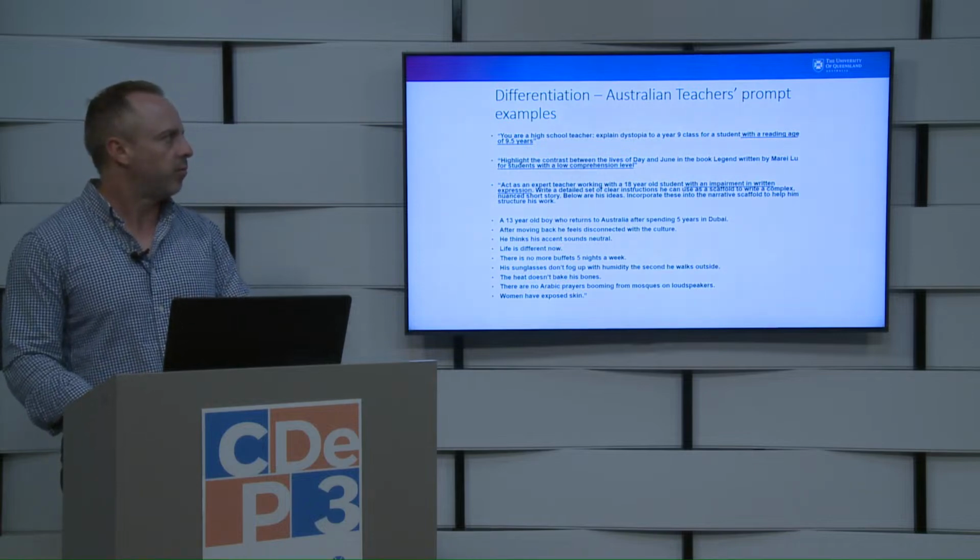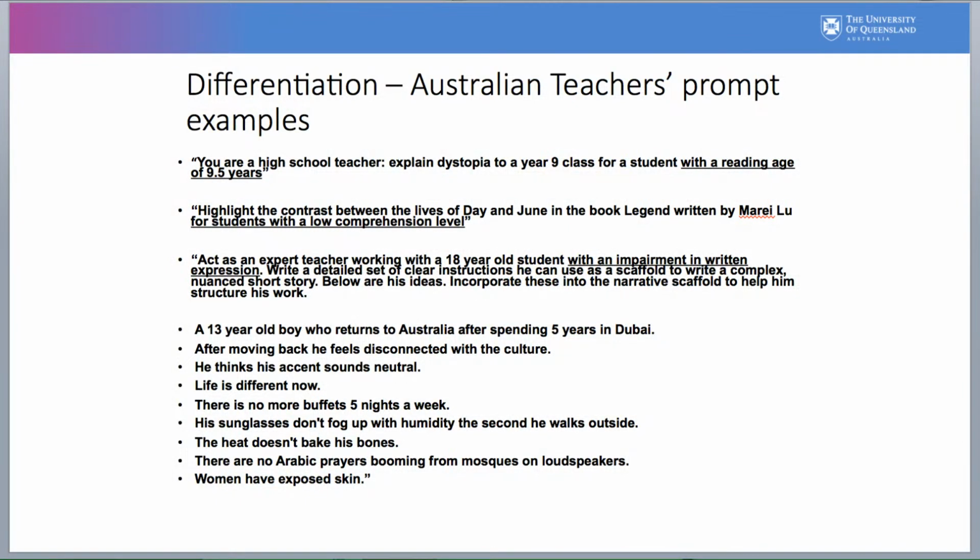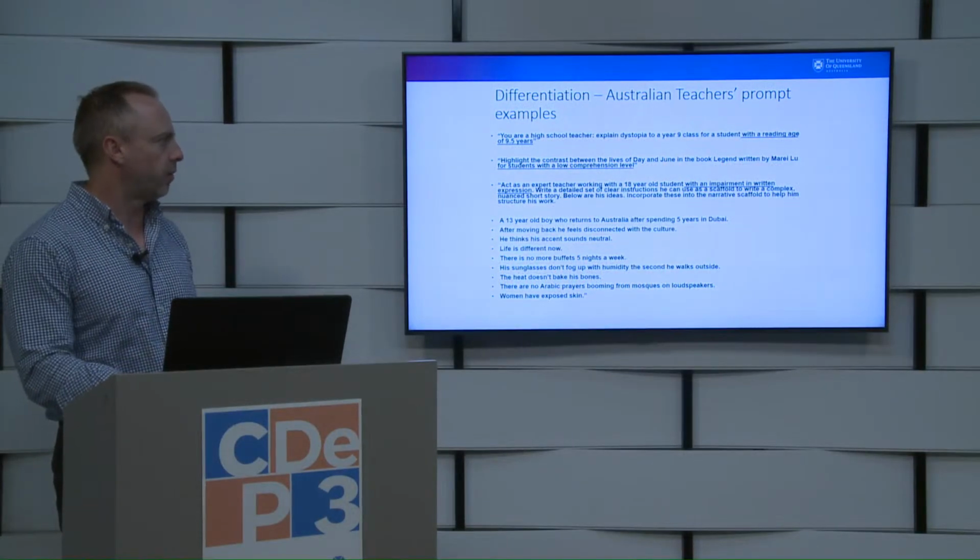For example, we've completed a project in Australia where we collected generative AI prompts from teachers across 30 different schools in the state. And these were some of the example prompts that they were providing. For example, explain the concept of dystopia, which is quite an advanced level concept, to a student with a reading age of 9.5 years, which would be quite less than that of your standard Year 9 class, who would presumably be between 13 and 14 years old.